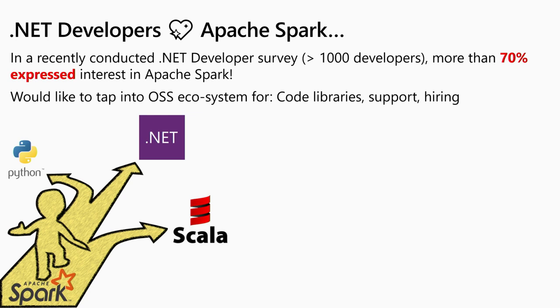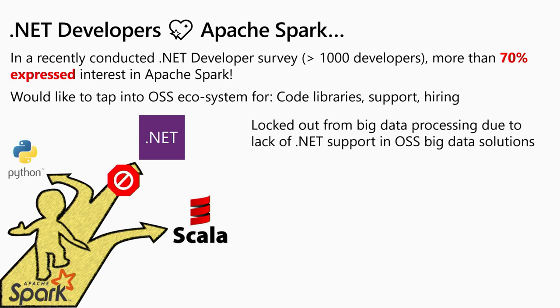Now, if you are a Spark developer, you can go to Python, you can go to Scala, Java. But if you want to use .NET, right now you have a roadblock. You can't go there because there is no .NET support in such OSS stacks. If you go to Apache Spark, there is no .NET support there right now.